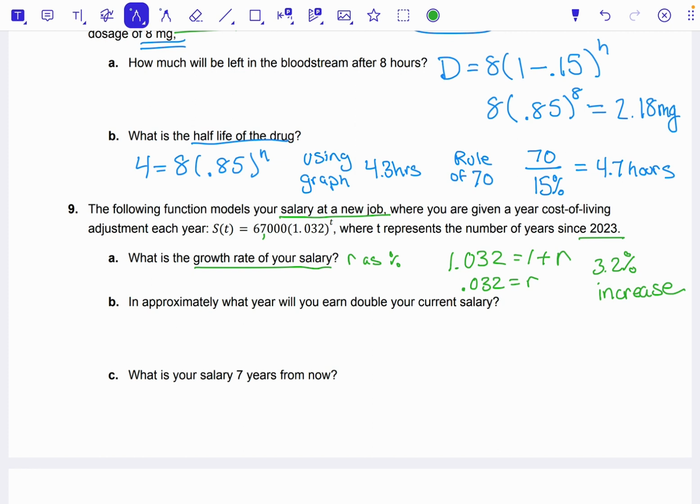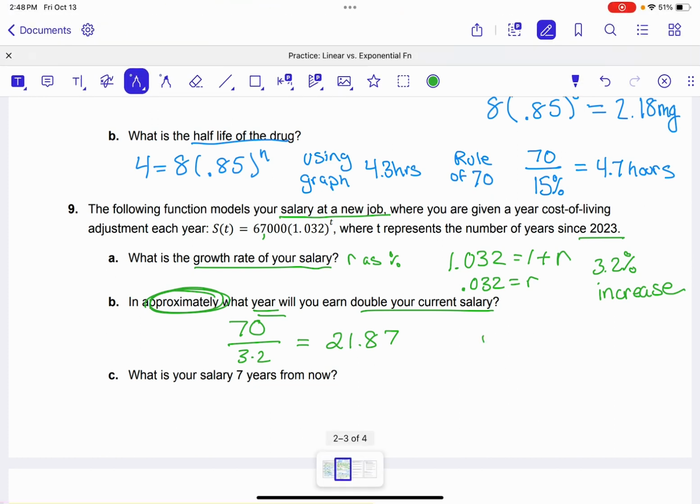Approximately what year will you earn double your current salary? Since I'm told to approximate, I'm definitely going to use the rule of 70 here. So 70 divided by that 3.2 comes out to about 21.87. And it does say in what year, so I took that value and added it to 2023. Depending on how you rounded it, it's either the year 2044, if you did 21 years, or the year 2045, if you rounded it up to 22. It's somewhere in between.